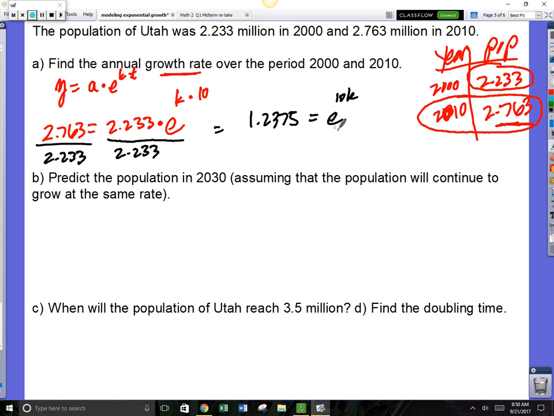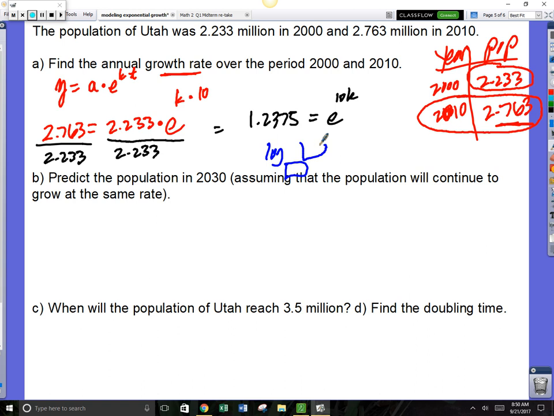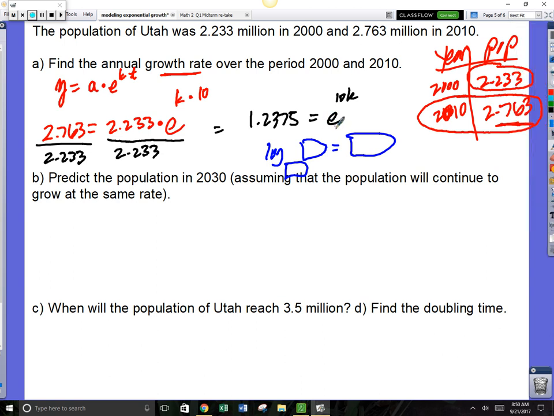Now I've got to undo the e. And the only way you can undo a base, inverse a base, is to morph it to a log. The log has 3 components, and I just got to drop each piece in the right place. So the e is the base, so log in base e. And if you ever have a log in base e, that's the natural log. So log in base e, the e goes there, the 1.2375 goes here. I'm going to draw an arrow, that goes in there, and then my 10k goes here.